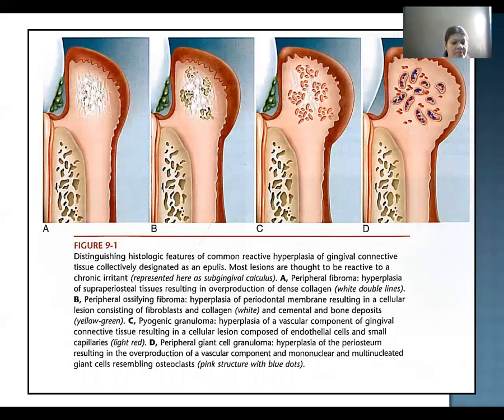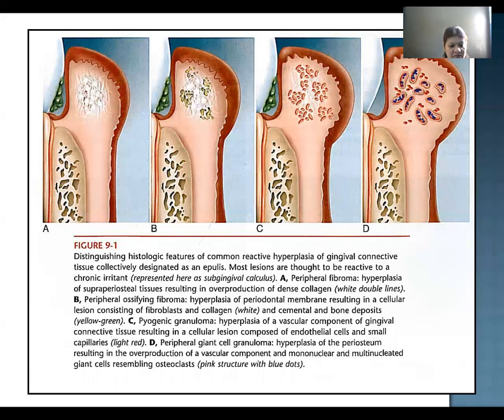Next one was the peripheral giant cell granuloma. Here there is a hyperplasia of periosteum resulting in the overproduction of a vascular component and mononuclear and multinucleated giant cells resembling osteoclasts. So in peripheral giant cell granuloma, the origin is again the same, but histopathologically you are going to see the multinucleated giant cells.